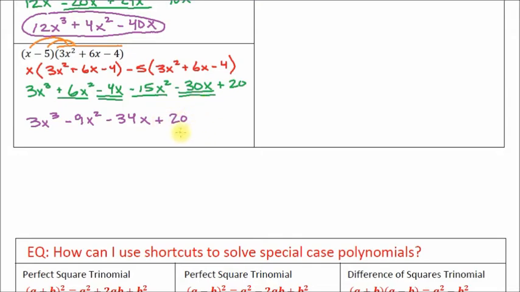So 3x cubed minus 9x squared minus 34x plus 20 looks good. Let's put a circle around our final answer. All right, so that shows you how to multiply polynomials. I'll start a new video and go through the word problem that's on the right.